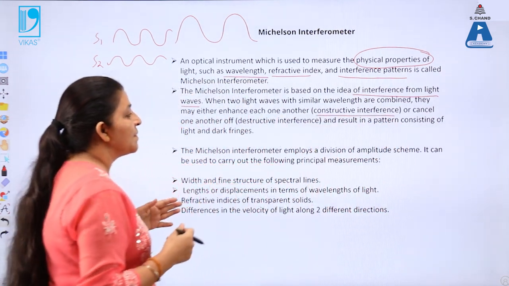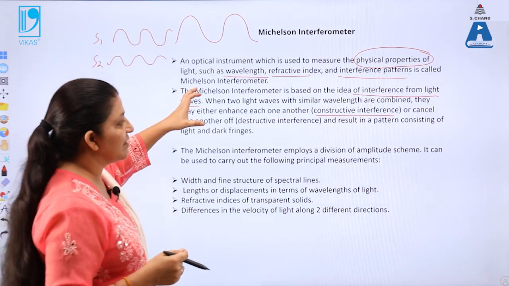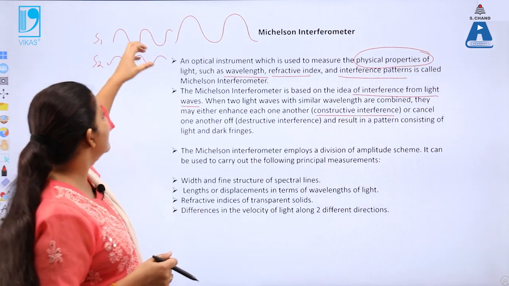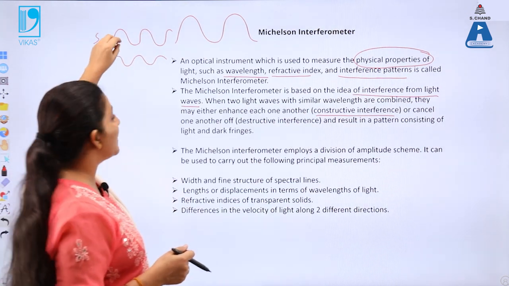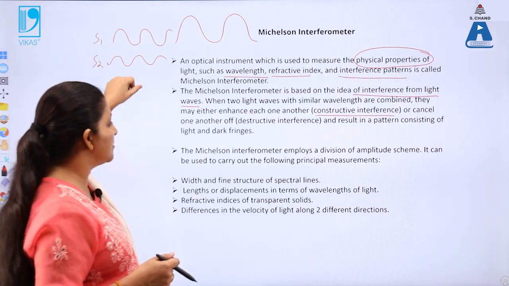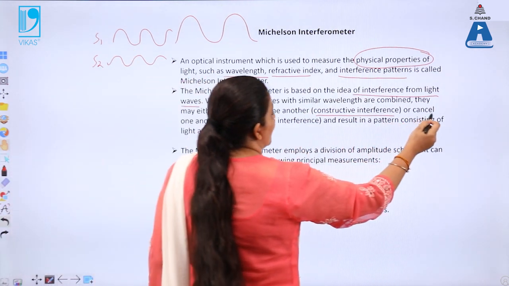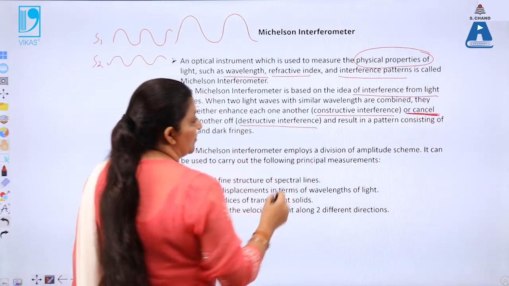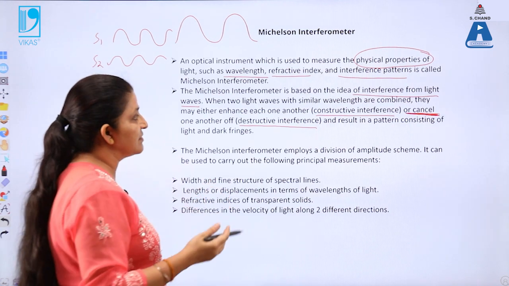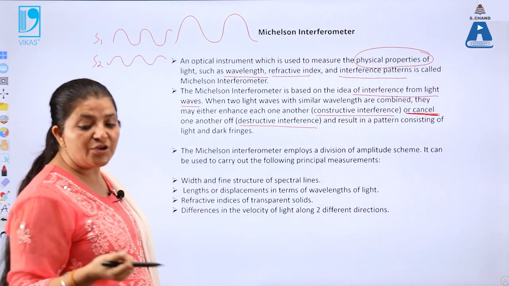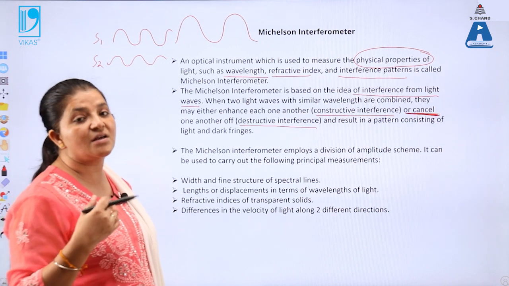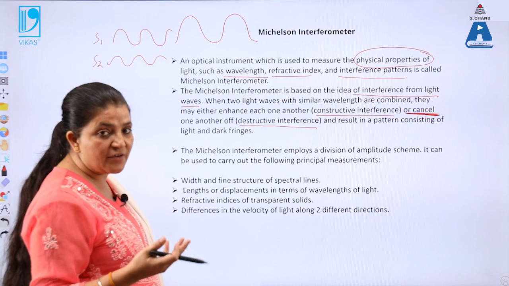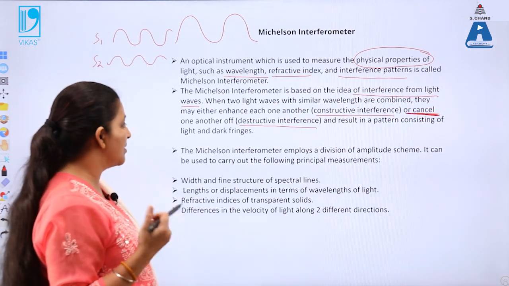In the second way, when two waves with a similar wavelength superimpose on each other in a destructive manner, meaning when the maxima of one falls on the minima of the other, the resultant intensity cancels out. That leads to destructive interference. So in the interference pattern, we get bright rings or dark rings, depending upon the condition of constructive interference or the condition of destructive interference.